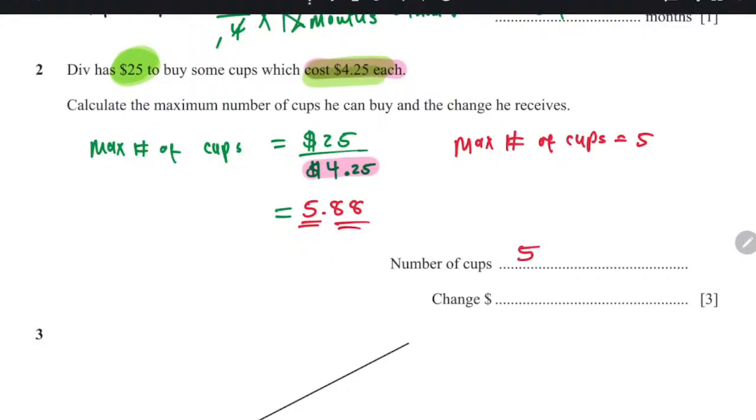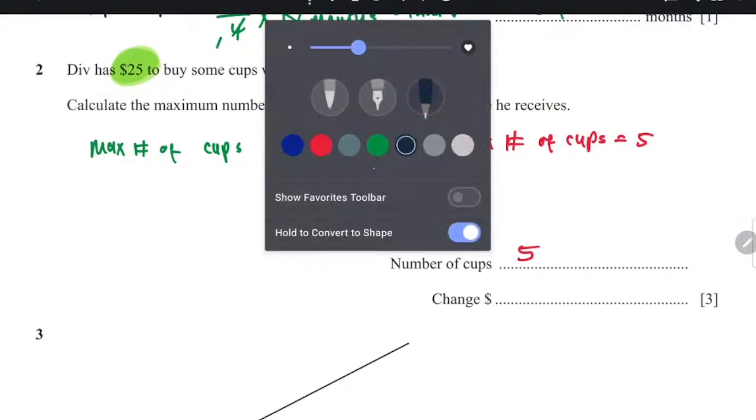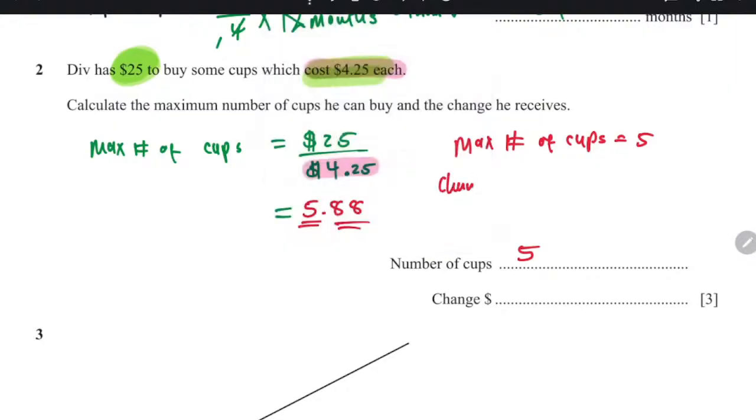Are we together? Now they want, what is the change? Here's how you get change. When you want to get change, it's so easy. Change will be equal to, how much money did you have to buy? $25, right? Then you subtract the number of cups times the cost of one. So we said you're taking 5 cups and one is $4.25. So can you tell me what answer you're going to get there?